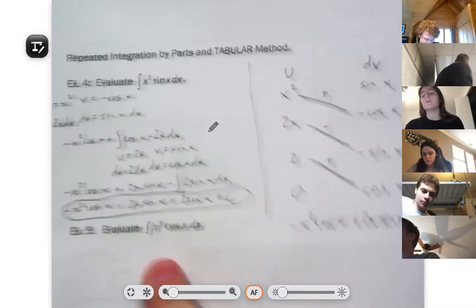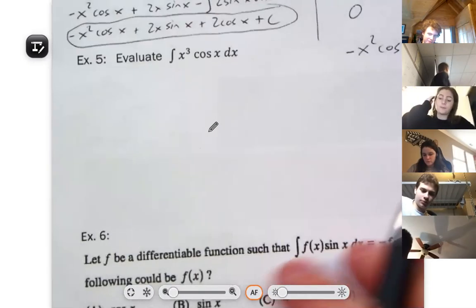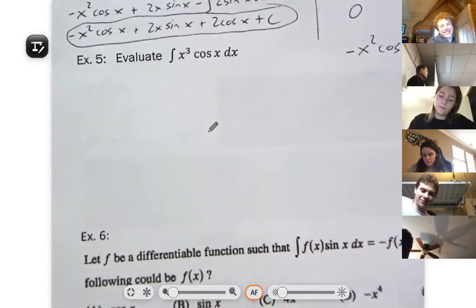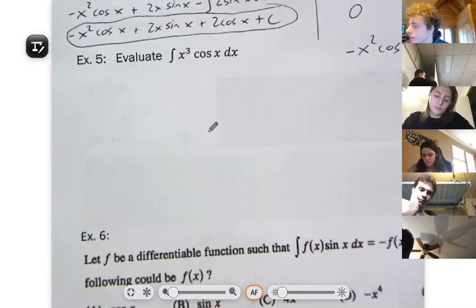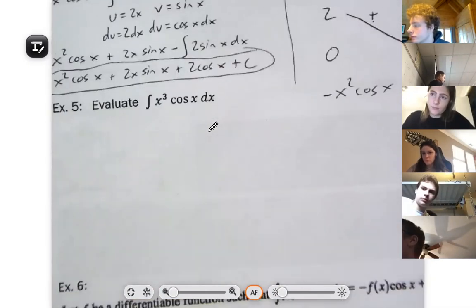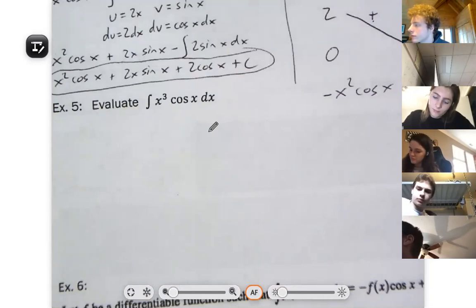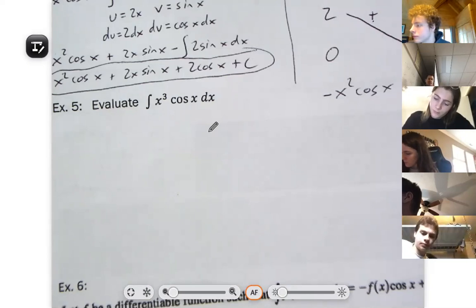Anyway, try the next one. There is a scene in Stand and Deliver. You don't really exactly see what he's doing, but he goes to the chalkboard and he goes tick, tack, toe. And it's basically this that he's doing in the movie. Okay, do example 5. So you can do integration by parts multiple times or tic-tac-toe.